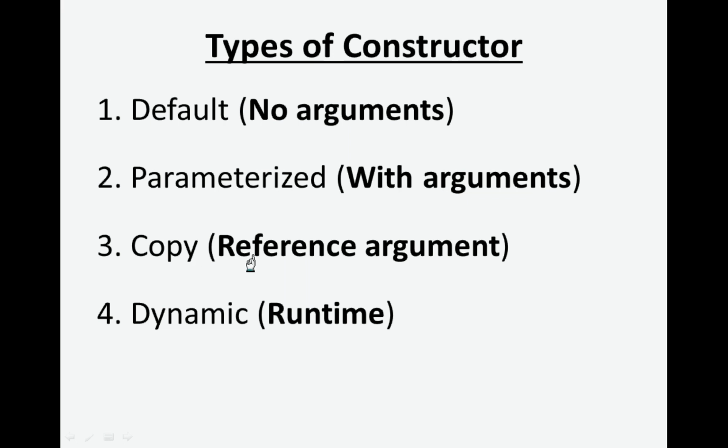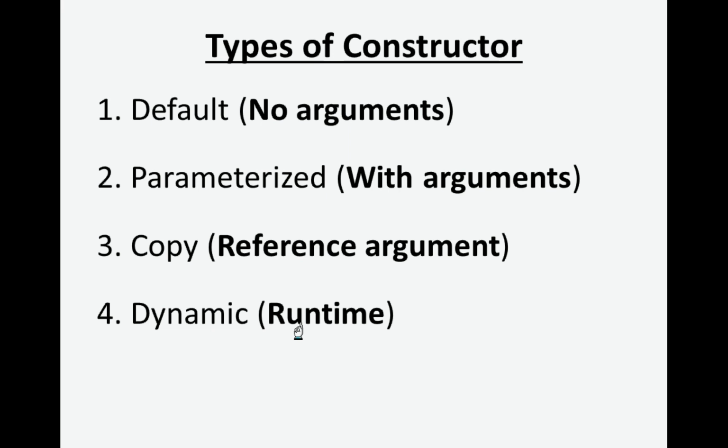For this copy constructor, we are passing a reference argument. In case of parameterized constructor, we need not bother about the type of arguments, whereas in case of copy constructor, the object of the class should be passed as an argument. What about dynamic constructor? Yes, it is invoked during runtime instead of compilation. So these are all the four types.